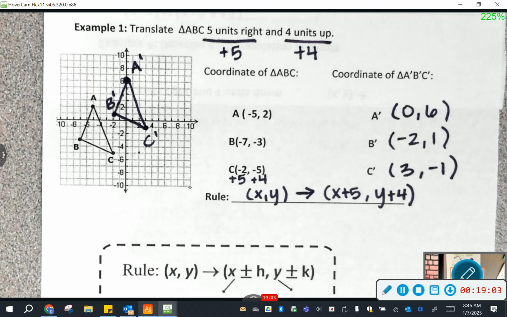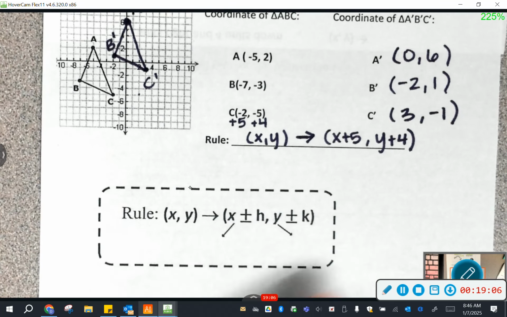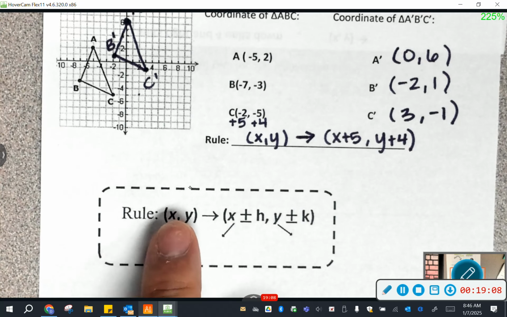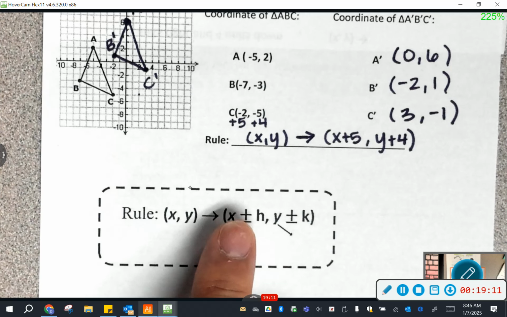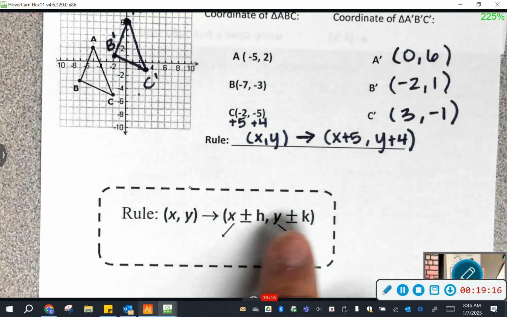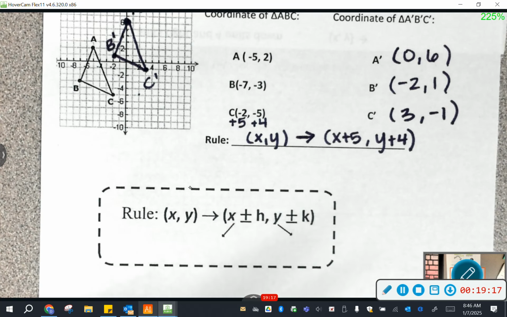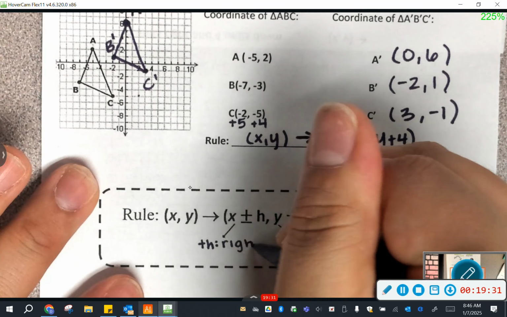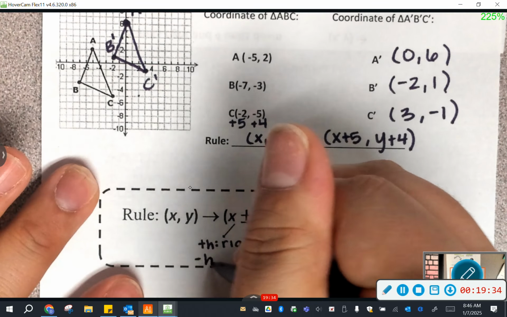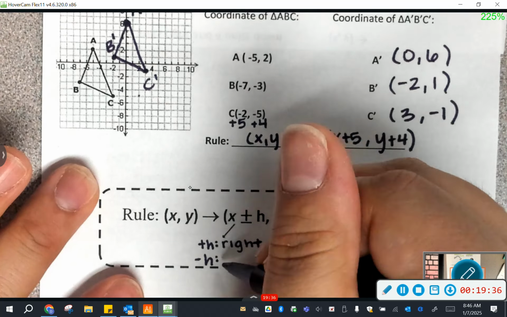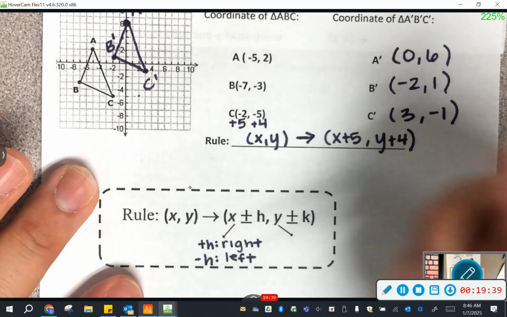This is the rule. It looks really confusing. Your rule is always going to have x, y at the beginning with an arrow. Always. That's not going to change ever. What's going to change is my h and k. If I have a positive h, what direction am I going to go? Right. What if I have a negative h? Left. Can you please write this down?